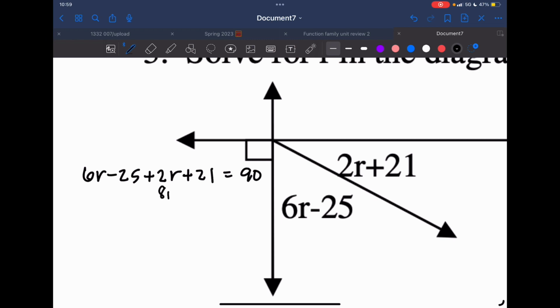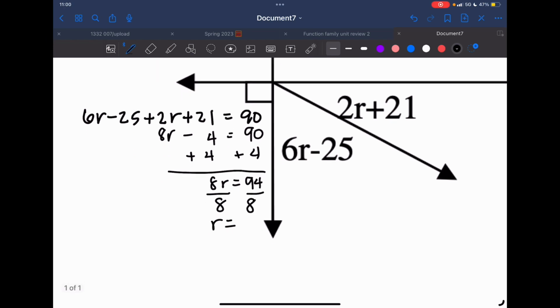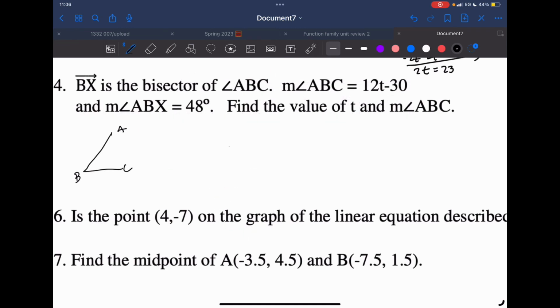So I'm going to get 8r minus 4 equals 90. We're going to add 4 to both sides. So I get 8r equals 94. And then I divide both sides by 8. And r is going to be 11.75.